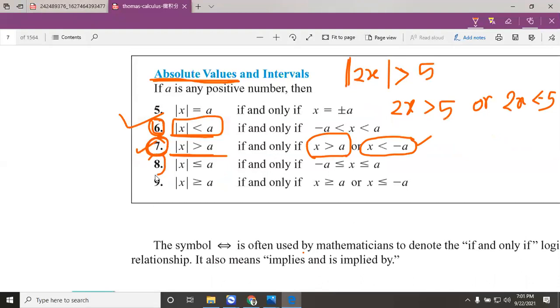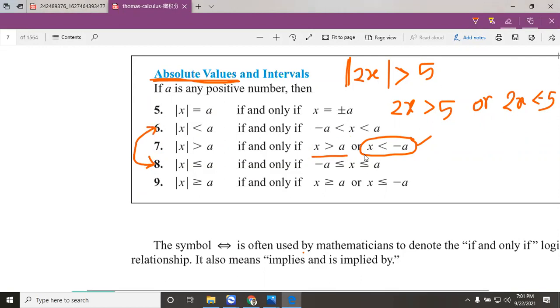Let's go to the next rule. These two are the same, number 6 and number 8. If you notice here, it just changes the symbol, nothing else. And rule 7 and 9 are also the same, it just changes the symbol, nothing else.